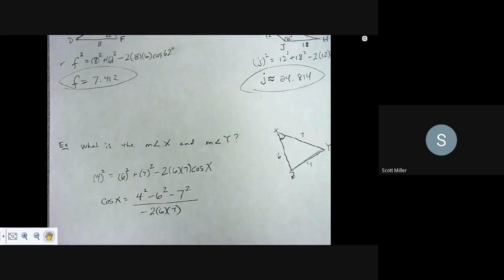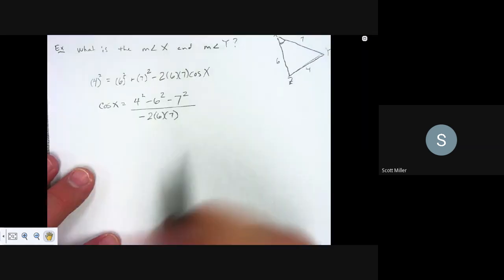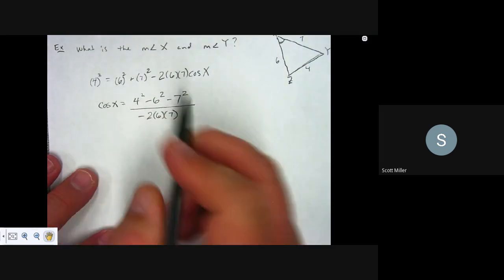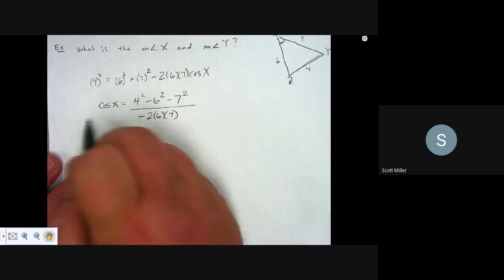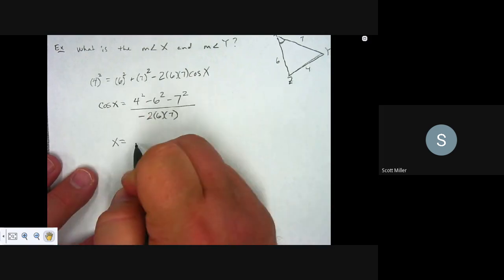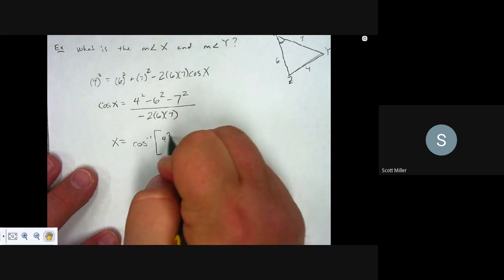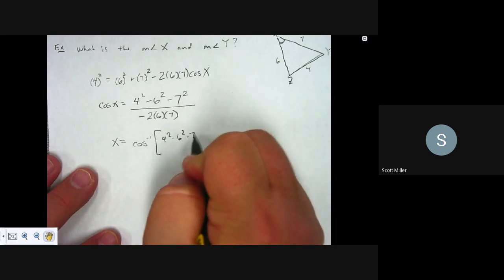Now the next part of this is I have to get x. So just like we learned the other day, to get to the angle in here, I have to use the cosine inverse. So if I take the cosine inverse of both sides, then x will equal the cosine inverse of all of this. And so this is what you need to write.